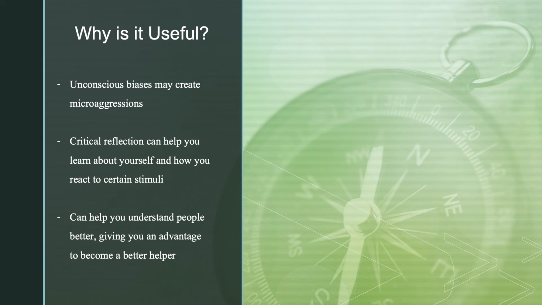Number three, critical reflection can also help you understand people better, giving you an advantage to become a better helper. Just like number two, how you can learn things about yourself, you can learn things about others. You can look back on how people reacted to the things that you said, and see if they had a positive reaction or a negative reaction. If they had a positive reaction, then you can say, okay, this person responds better to this approach rather than this one. And if it's a person that you're constantly helping, for example, you understand that they like to be asked questions rather than be given advice.